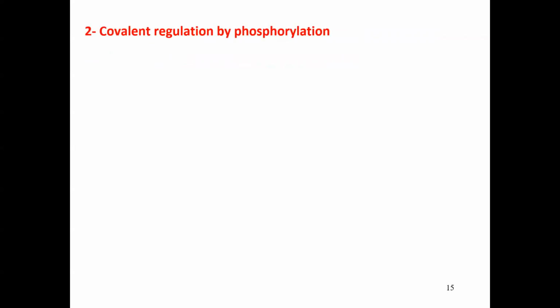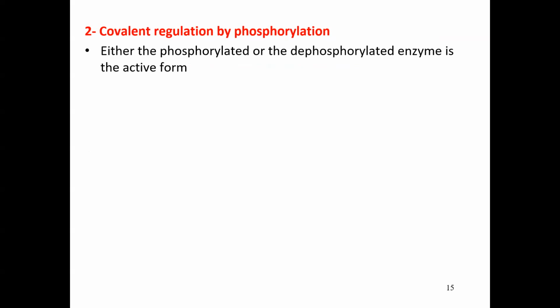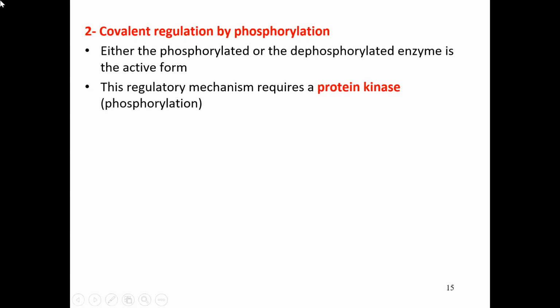But the rapid one, the fast regulation of enzyme activity, is by covalent regulation. How do we regulate the enzymes by covalent regulation? By adding or removing a phosphate group to the enzyme. So enzymes can be phosphorylated or dephosphorylated, and this is reversible. Does phosphorylation make the enzyme less or more active? Excellent. It depends. Some enzymes will be active when they are phosphorylated, and some will be active when they are dephosphorylated. There is no rule, it depends on the enzyme itself.